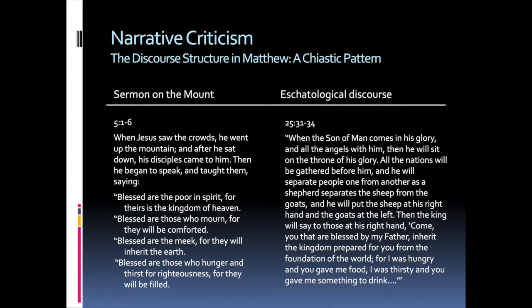Blessed are the poor in spirit, blessed are those who mourn, blessed are those who are meek, blessed are those who hunger and thirst for righteousness. All right, this language is language of the covenant. That is, if someone is poor in spirit, if someone is mourning, if they are meek, if they are righteous, they are the ones who are blessed. They are the ones who are abiding by the covenant.